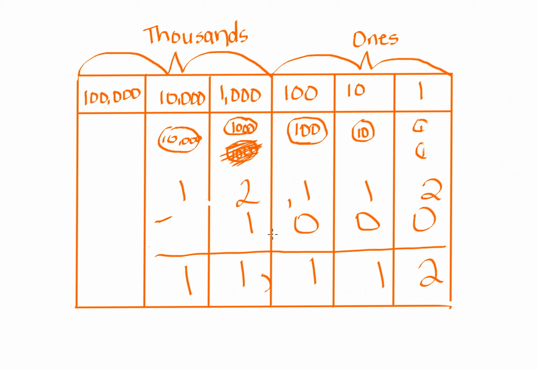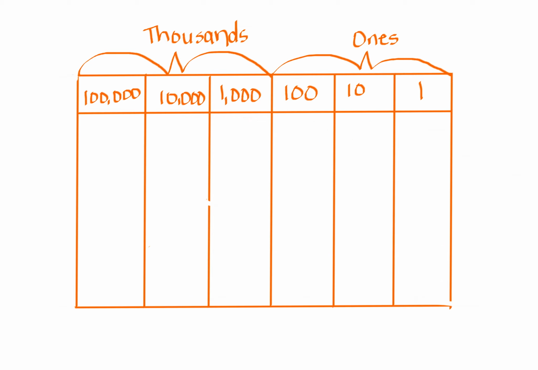Okay, so the next one, they want you to find 10,000 more or 10,000 less. So if they give you, this is what they're going to show you. They're going to use discs again. And this is what they give you.